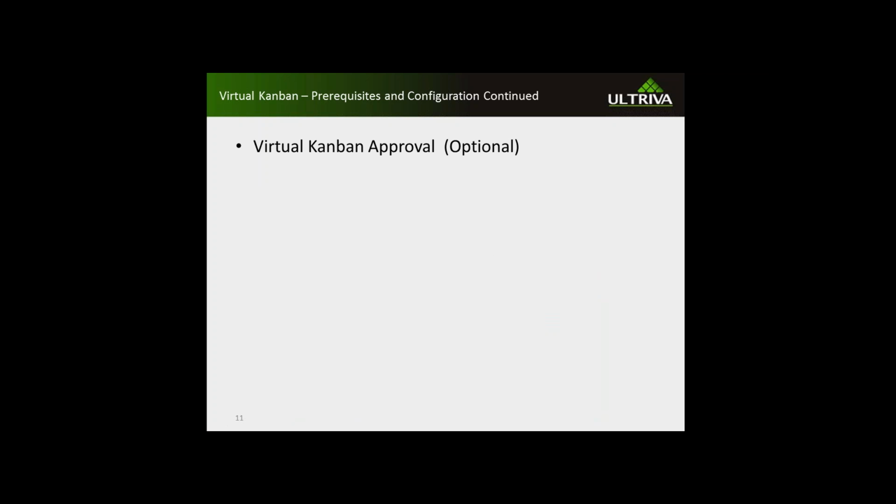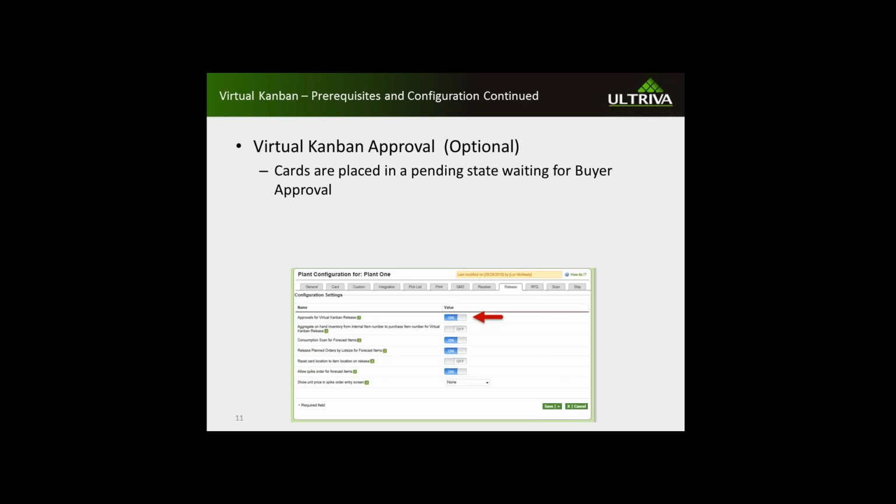There is an additional optional feature with Virtual Kanban. Maybe you have 2 or 3 high dollar items that you may not want to automatically get released to the supplier. You may want to have a buyer or someone approve those before they get released. And there is an option for that. And once this is done, the cards would just be placed in a pending state, waiting for that buyer approval. And so to use this option, you would go to the plant configuration, and on the release tab, there is an approvals for virtual Kanban release.